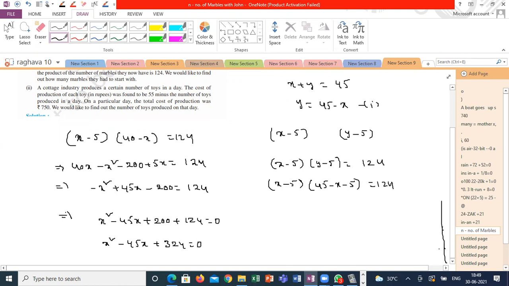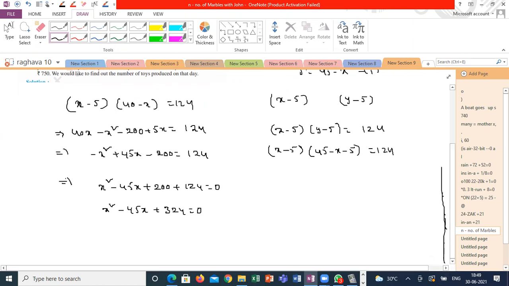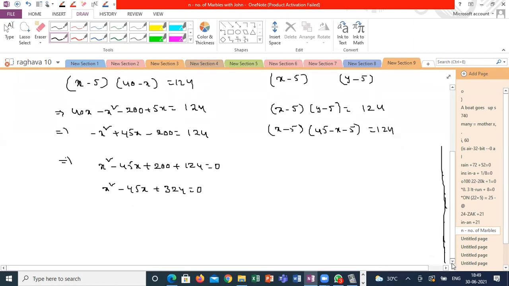What is the split up? Which split up you have to do? Sum should be negative, product should be positive, so both should be negative numbers. 40 into 5 is 200, so one should be less than 40 and the other more than 5. 35 into 10 is 350.